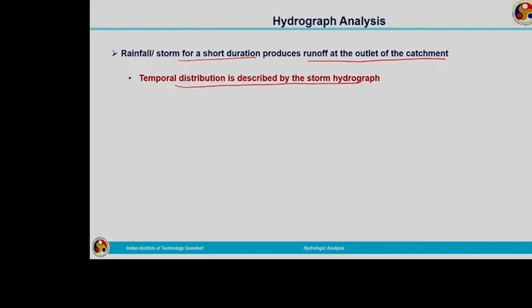In the previous module we have discussed the storm hydrograph, in which runoff or stream flow is plotted against time. That is known as the storm hydrograph. Different components of the hydrograph we also covered in that lecture. So, the temporal distribution of the runoff or stream flow is represented by means of the storm hydrograph.